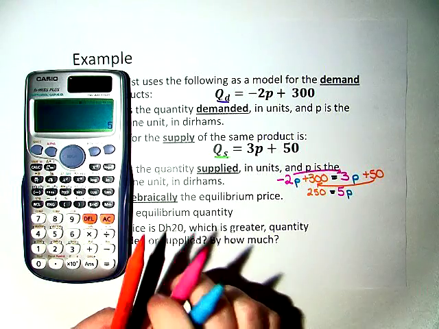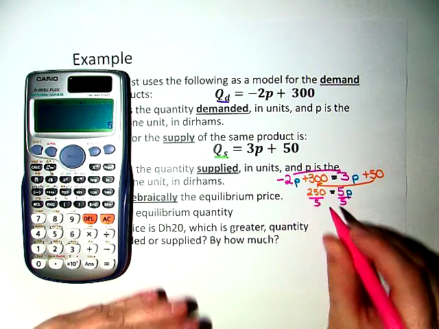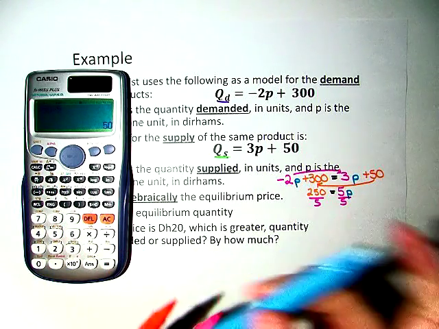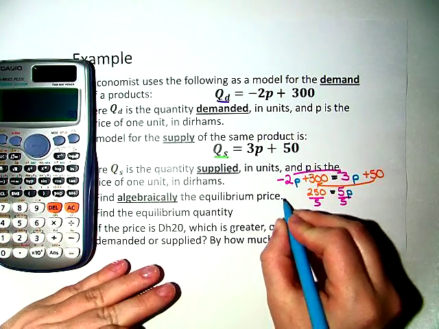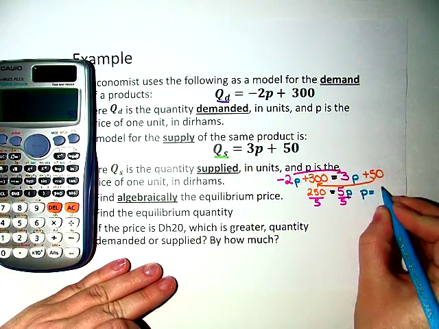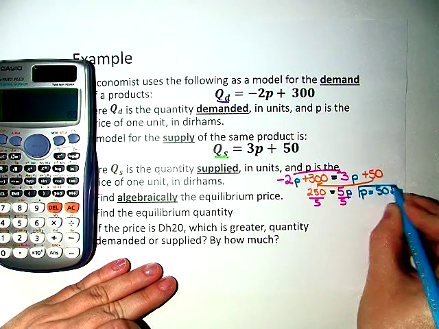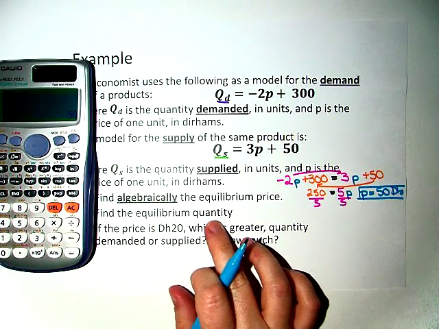In order to solve, we need to divide both sides by 5. So 250 divided by 5, and we get that the equilibrium price is 50 dirhams. Okay. Find the equilibrium quantity.